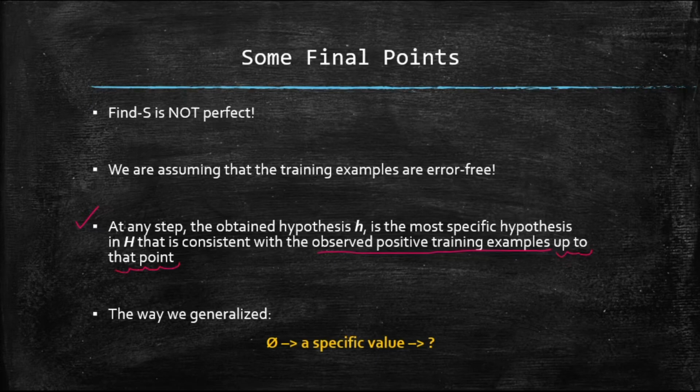And last, the way we generalized the constraints in our hypothesis was we first initiated them with the null hypothesis, and then we made them more generalized when we had to a specific value. And then, if that failed, we jumped into question mark. So as you can see, the jump from here to here seems like a very small generalization, yeah? However, the jump from here to here looks like a wild generalization, yeah?